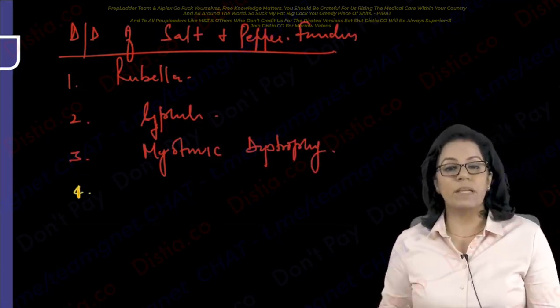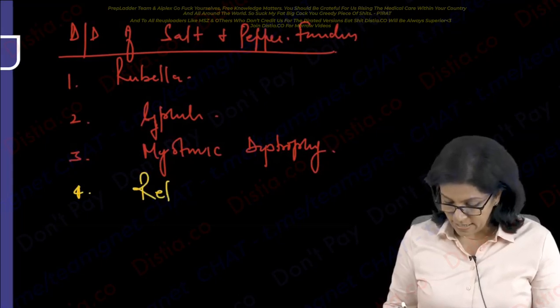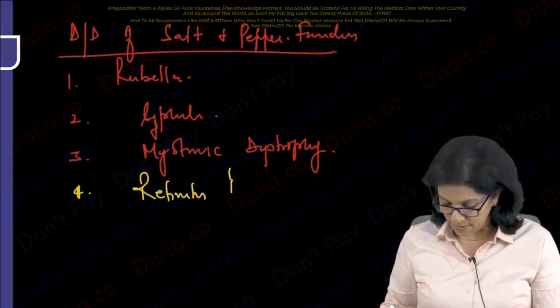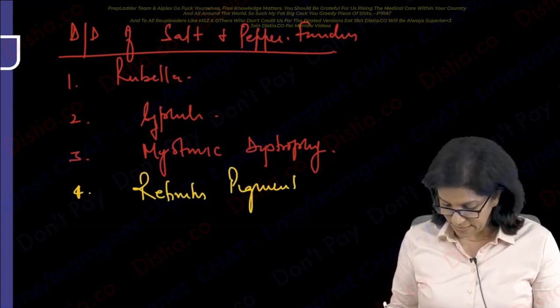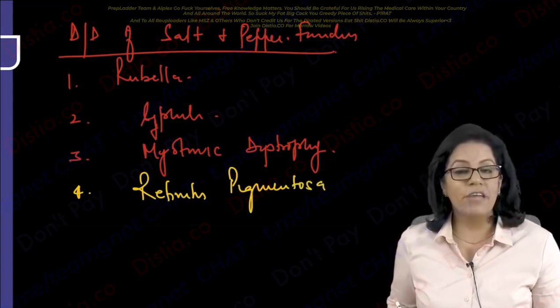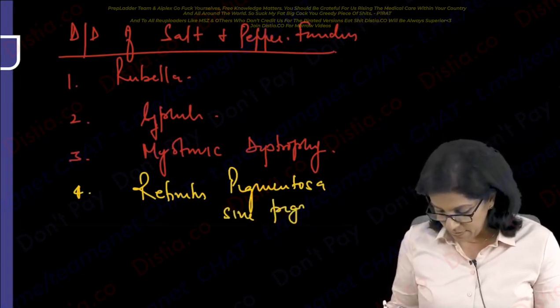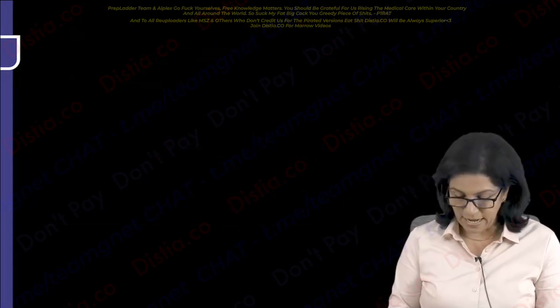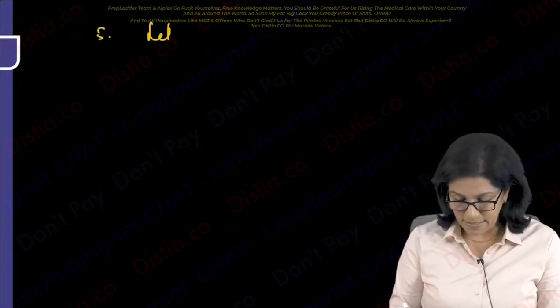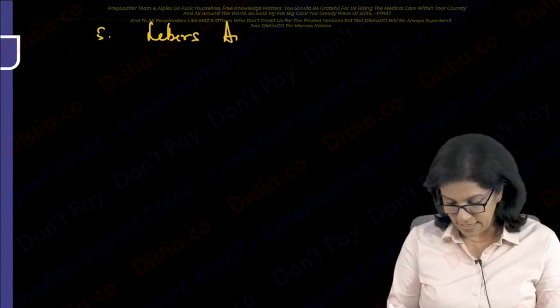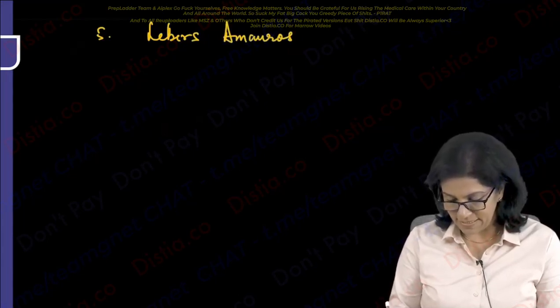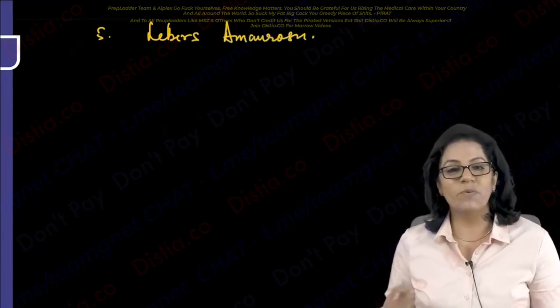A very important topic in retina, retinitis pigmentosa. A variant of this condition is sine pigmento. Sine pigmento. And next we will learn is Leber's amaurosis. Leber's amaurosis.